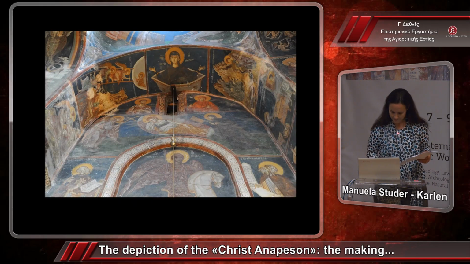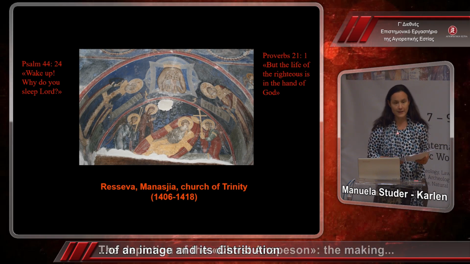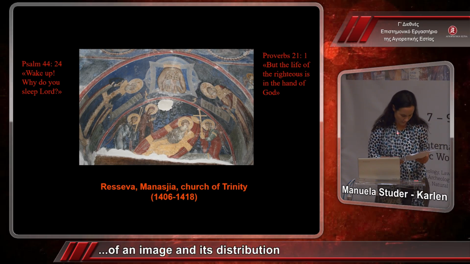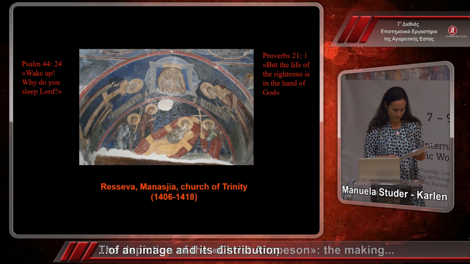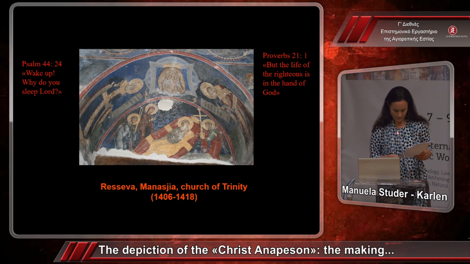In the Manasija monastery of Resava, also in Serbia, in the part above the western entrance to the monastery's church, the image of the Anapeson is associated with the images of the two kings of the Old Testament, David and Solomon. King David carries a scroll with a quotation of Psalm 44:24, and King Solomon another scroll with a quote of Proverbs 21:1. It is easy to understand that the quote from David refers directly to the image of the sleep of Christ. As for the quotation from Solomon, it refers to the image of the hand of God holding the righteous, an image that in Resava is painted above the Anapeson.